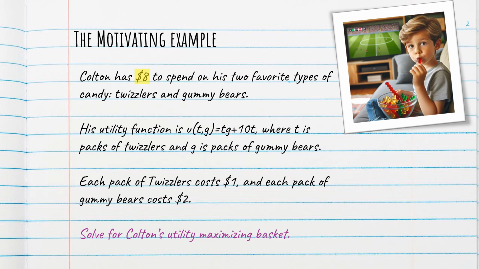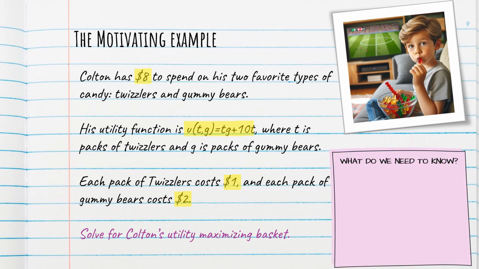Colton has $8 to spend on his two favorite types of candy, Twizzlers and gummy bears. His utility function is given by the following: T times G plus 10T, where T is packs of Twizzlers and G is packs of gummy bears. Each pack of Twizzlers costs $1 and each pack of gummy bears costs $2. Our goal is to solve for Colton's utility maximizing basket.